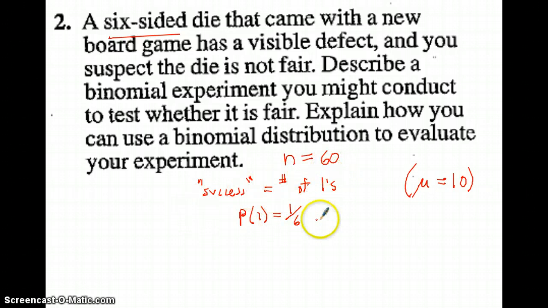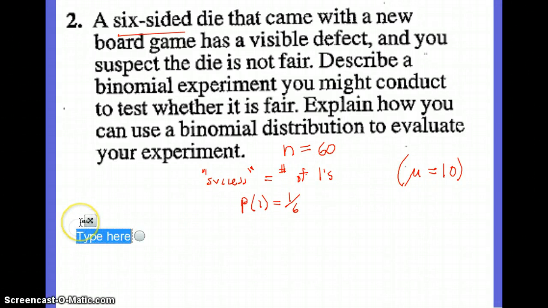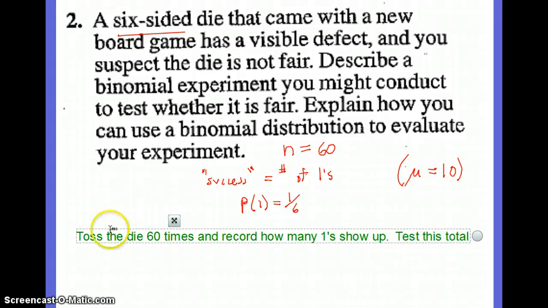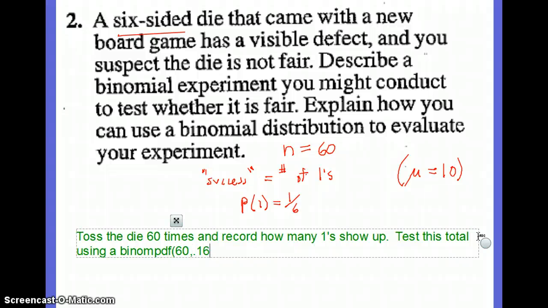I would toss the die a whole bunch of times. I would see how many ones I actually toss. And at this point it's a what-if. I can't really describe the experiment and go into actual results. I would just say, you know what, let me type. Toss the die 60 times and record how many ones show up. Test this total using a binomPDF, and then we'd go how many trials were there, what's the probability of success. That's 1/6, by the way. I'll put spaces in here so it's easier to read.